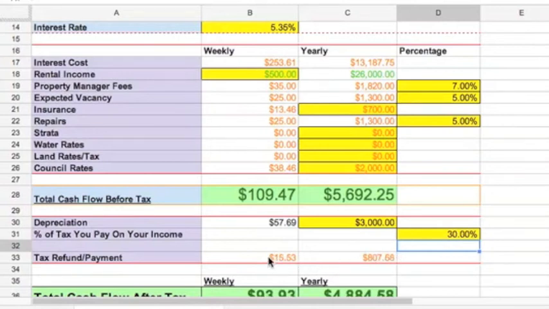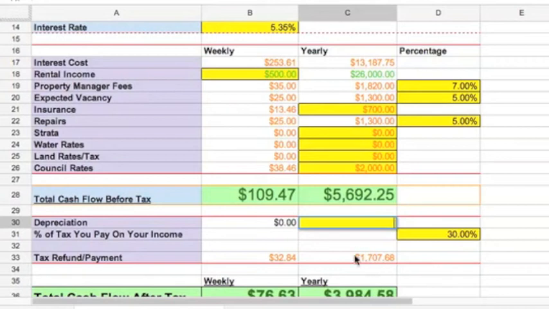And so what this will do is calculate your tax refund or your tax payment. So orange is a payment and green is a refund. If we have no depreciation, then we can see our payment is going to be much higher because we're not getting that offset for depreciation. And if our depreciation is actually higher than our total income for the property, so let's say we have $20,000 in depreciation, then we can see here that we're going to get a tax refund, because we're getting 30% of that $20,000 back. And that's offsetting this $5,000, so we're getting a refund. So I'm just going to leave that at 3,000.